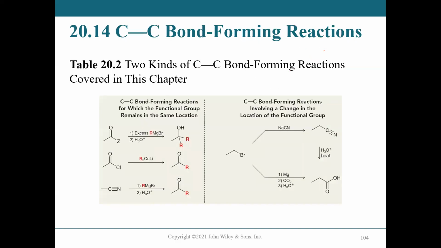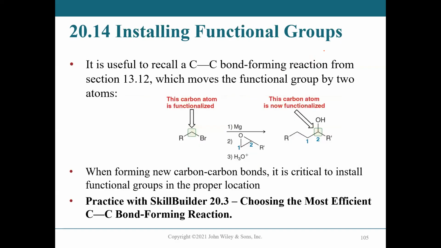So there are 2 kinds of carbon-carbon bond forming reactions covered in this chapter. We've covered these. But it's useful to recall a carbon-carbon bond forming reaction from section 13.12, which moves the functional group by 2 atoms. So when forming new carbon-carbon bonds, it is critical to install functional groups in the proper location.